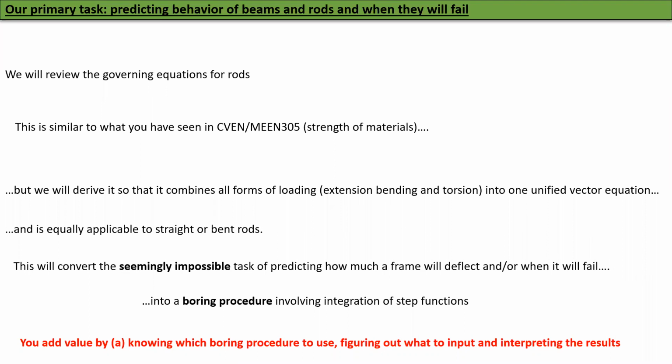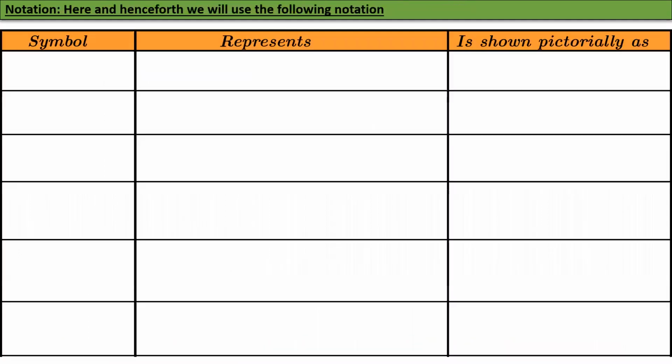Before we go, we want to settle our notation so that we always follow the same thing. First, we will always use X, Y, and Z for coordinates, never for deflections. So when you see X, Y, or Z, you always know it's coordinates. Deflections will always be written in terms of UX, UY, UZ. So when you see the letter U, you're thinking displacement or deflection.